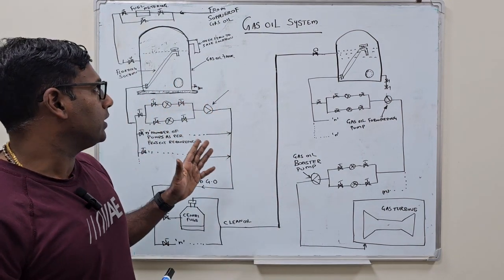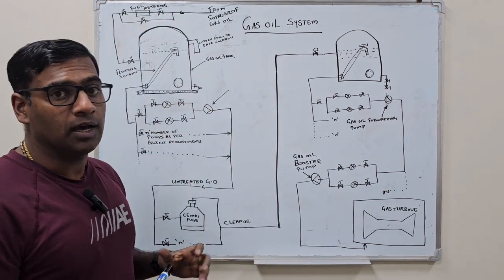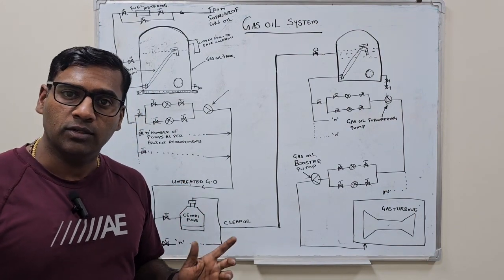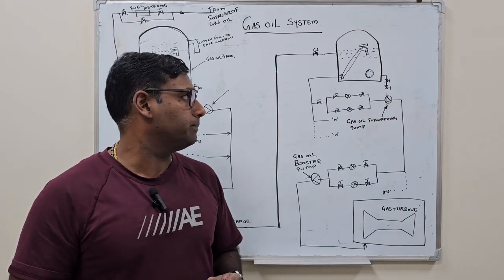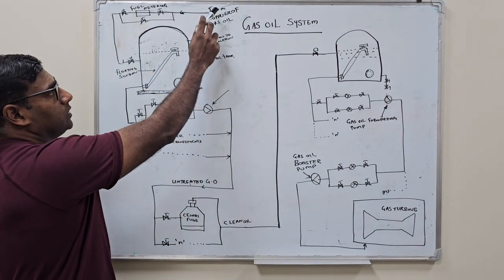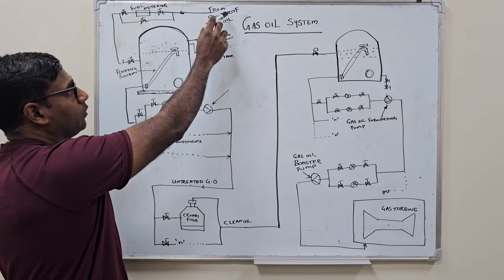So as you can see from the drawing, this is how a gas oil system is designed for a typical gas turbine power station. So let's go through it in detail. So this is from where it starts. This is the fuel oil from a supplier.